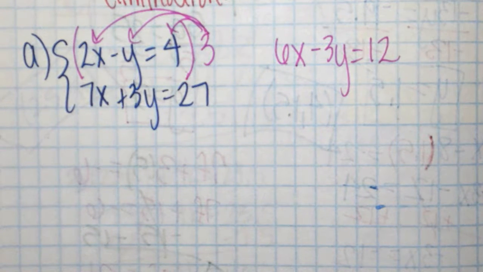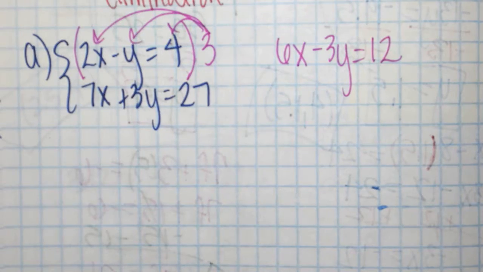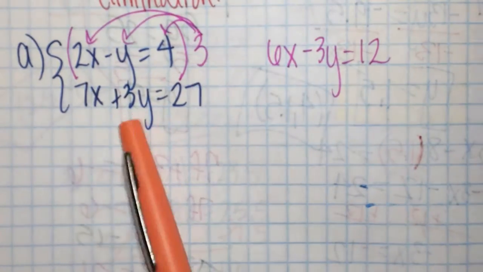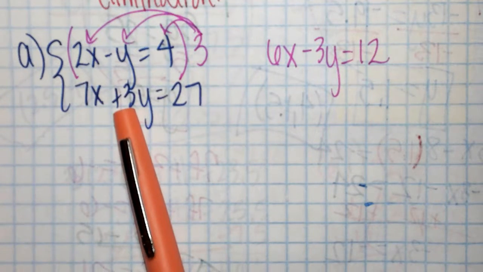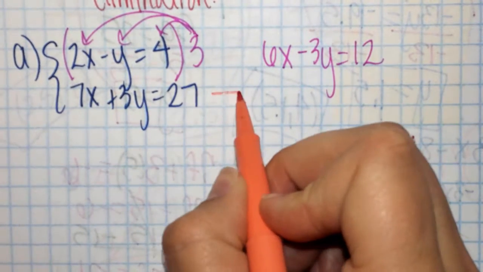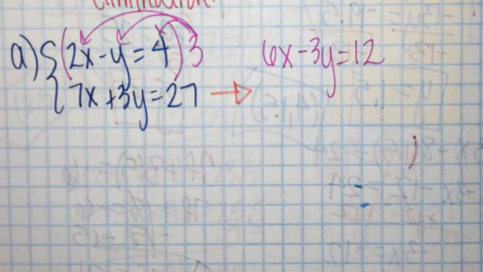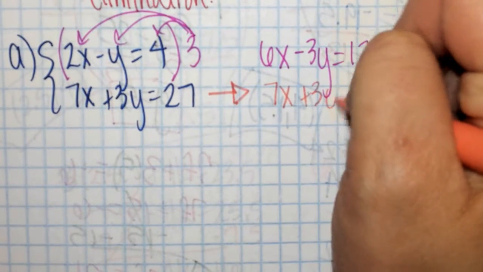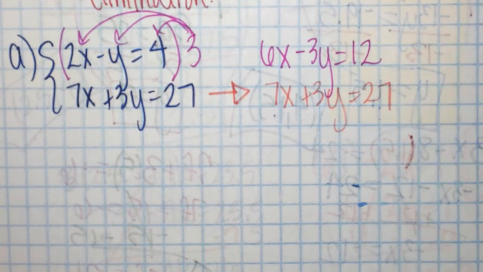Is everybody good? You understand where I got that from? Where did I get this 3 from? Downstairs. From right here. Now we're going to pull our bottom equation over and we're going to have 7x plus 3y equals 27.